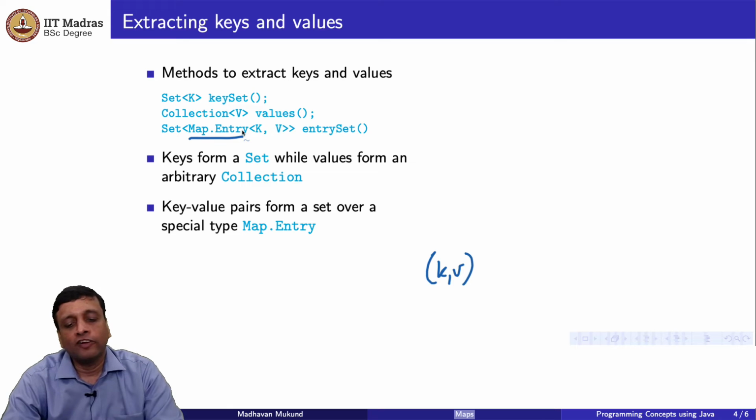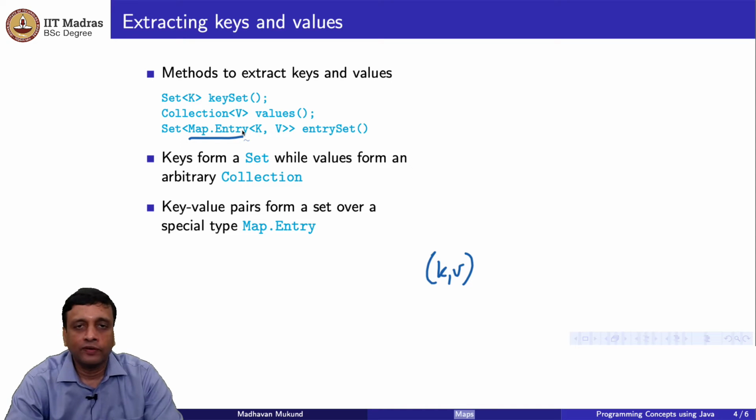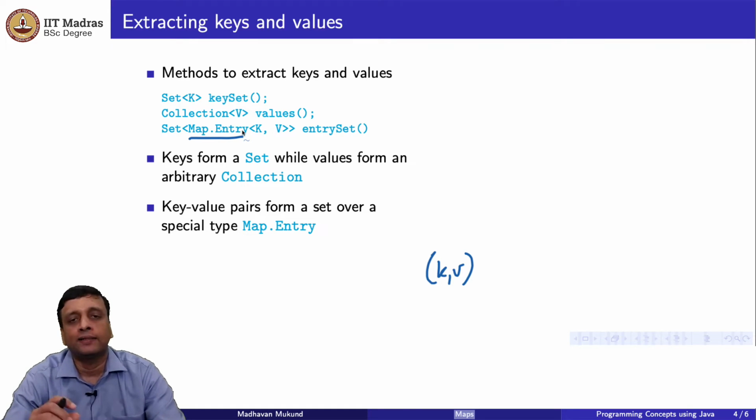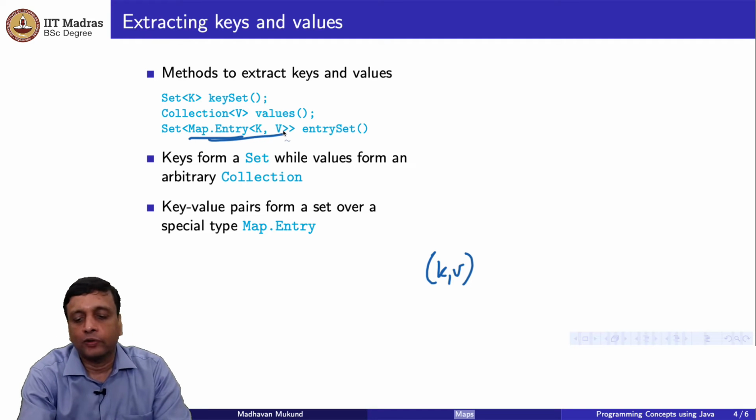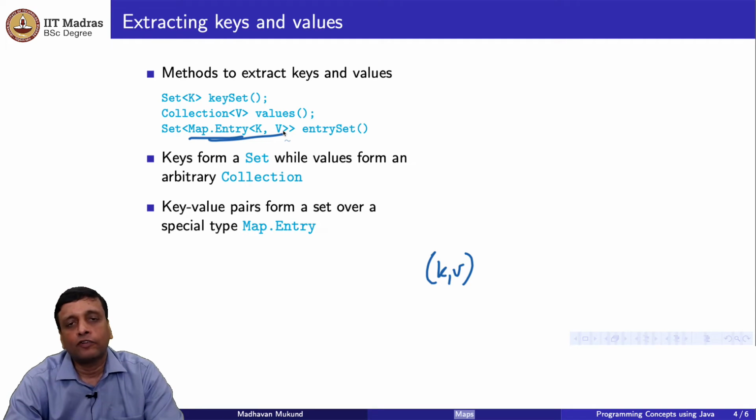So the key value pairs, now again, remember that the key is unique. So with each key you could have only one value. So if I look at the pairs key comma value, they must also be unique. I cannot have two different key value pairs which are the same, because that would imply that they both have the same key, which is not possible. So again, this is a set, and the type of value stored in the set is this complex value, which is a map entry of type K comma V.